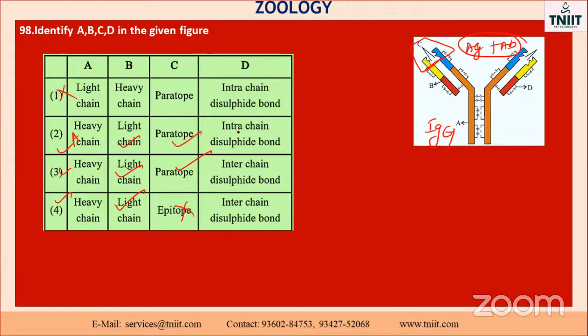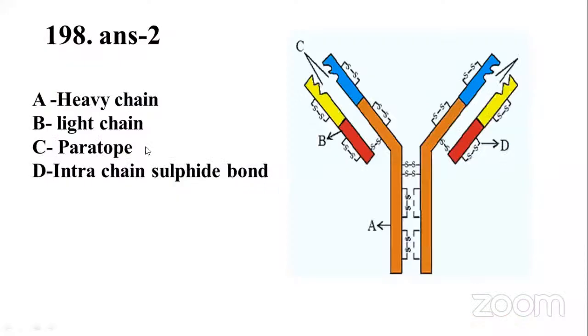These two only are there. Intra-chain disulfide bond. Intra-chain means what? It is inner side. Okay. Inter-chain disulfide bond means outside, isn't it? So the option is which one, you know? The answer is this one. A is a heavy chain. This one is heavy chain. B is a light chain. See, this one is called light chain. These two are light chains. Okay.